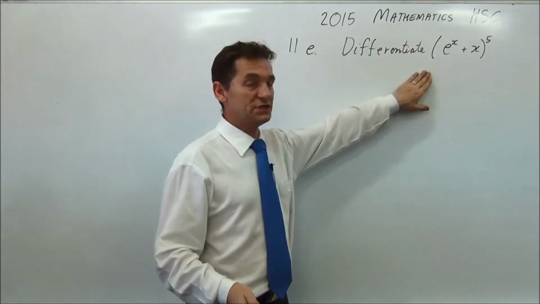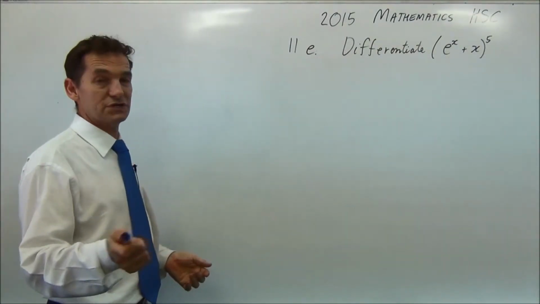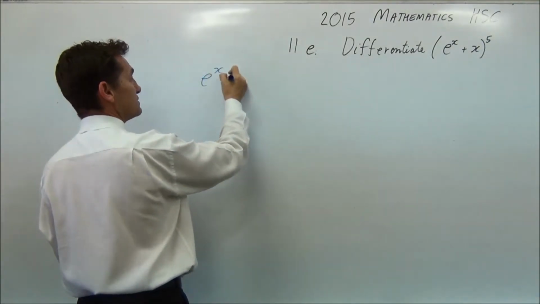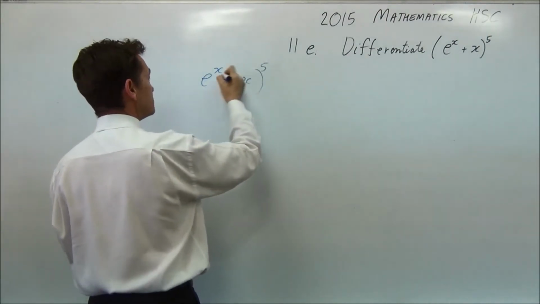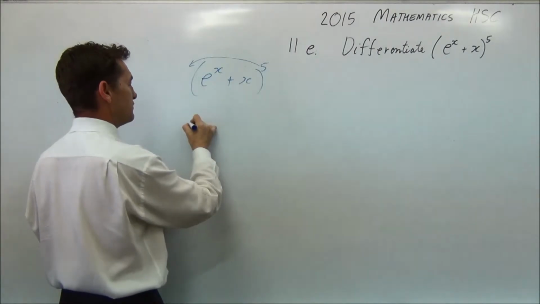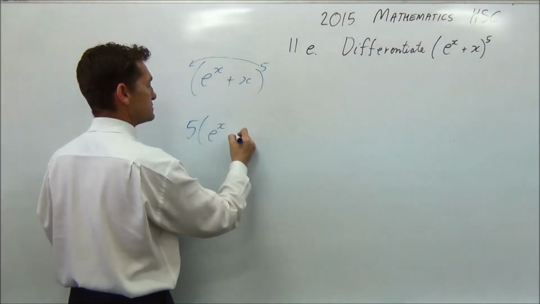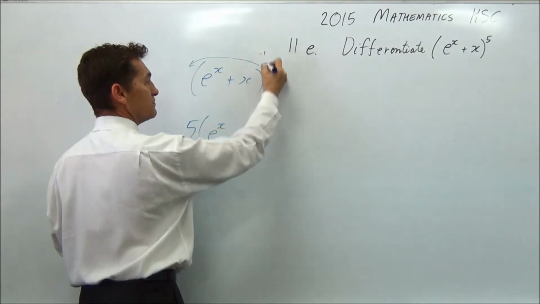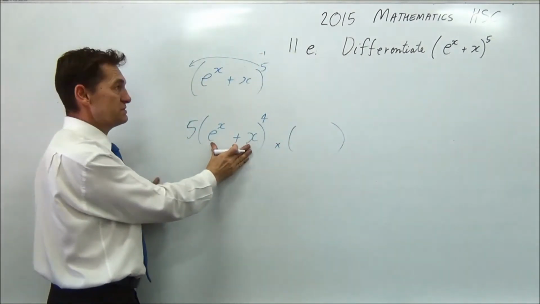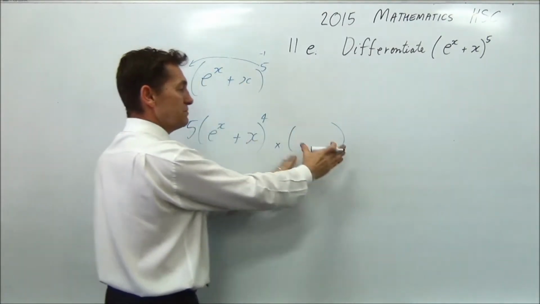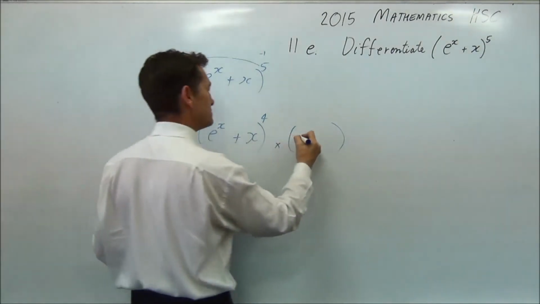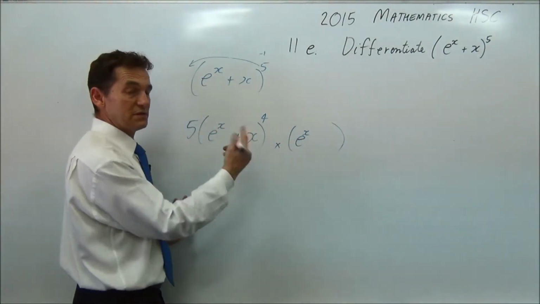Okay, 11 part E, again, very straightforward. So we're just doing differentiation, and you're going to use the composite rule or the chain rule, whichever one you call it. So for this one, we've got e to the x plus x to the 5. So you're going to move that in front. So I'm going to get 5 e to the x plus x, and you're going to take off 1 to the 4, and then you're going to multiply it by differentiate the inside. So you differentiate the outside, multiply by differentiate the inside. So if we differentiate this, differentiate e to the x, and you get e to the x. Differentiate x, and you get 1.